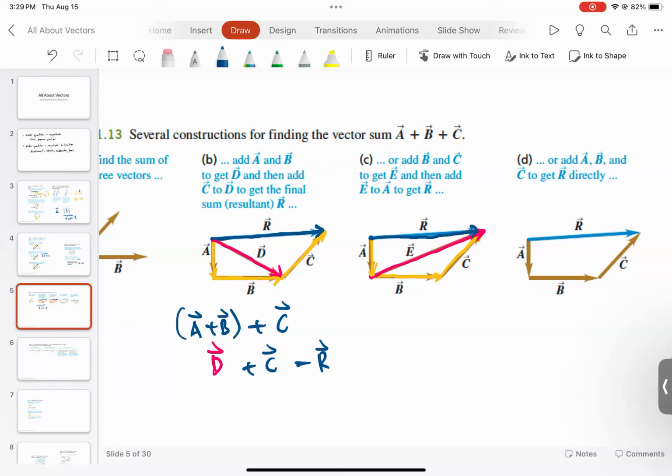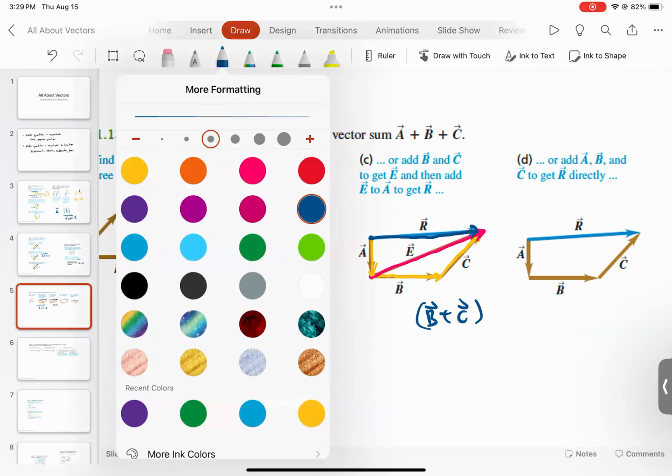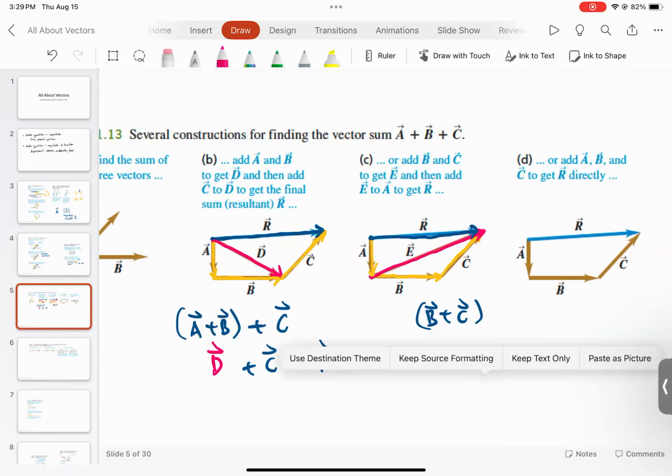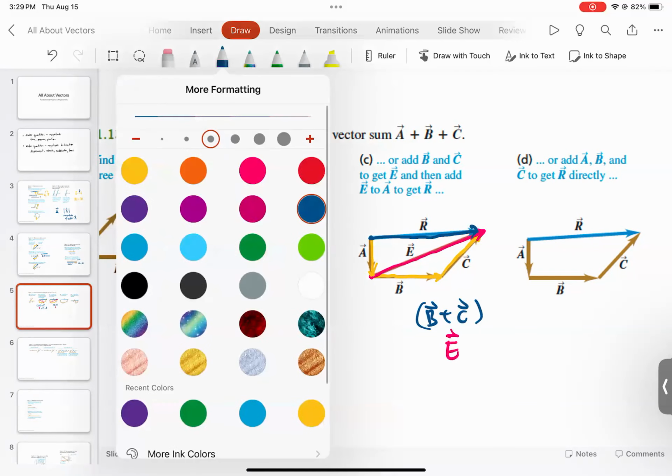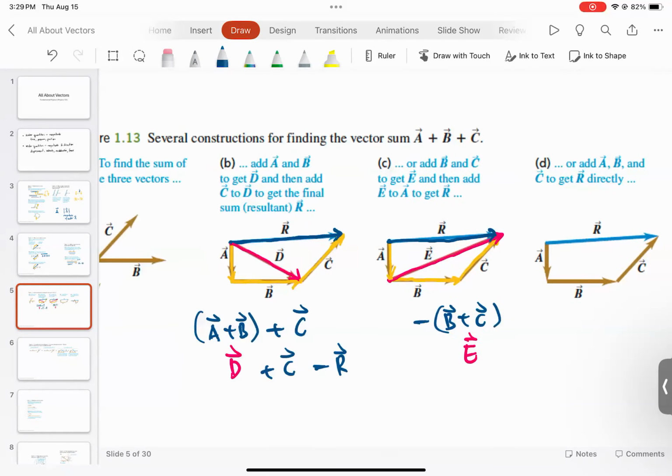Here, we added B plus C first. That's vector E. And then we added vector A. So A plus E. That will be the resultant vector now. So now we can see that vector addition is also associative.